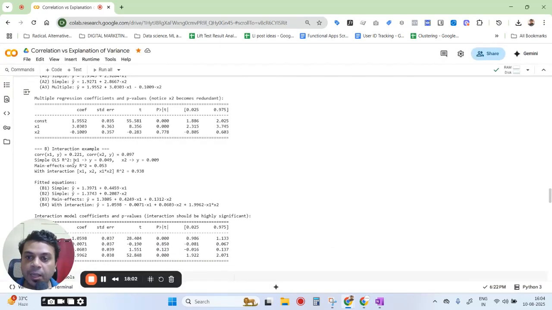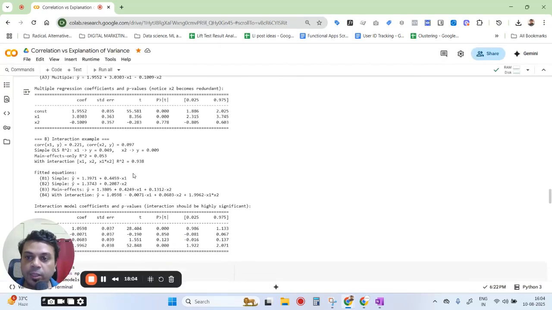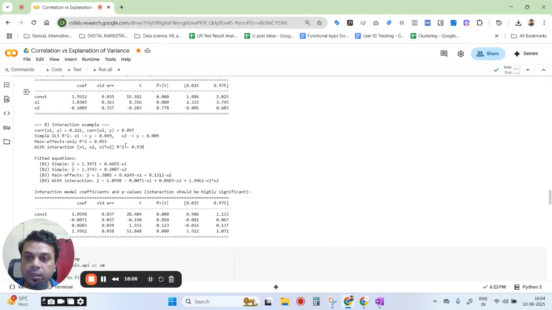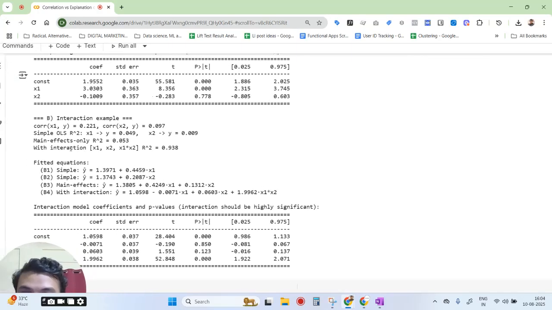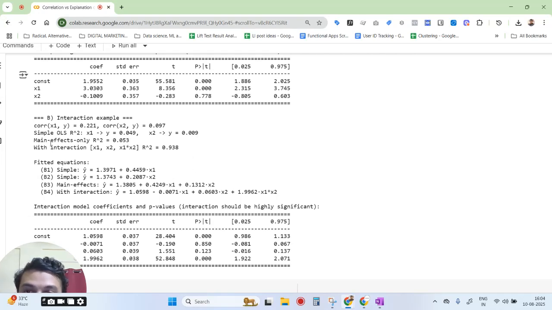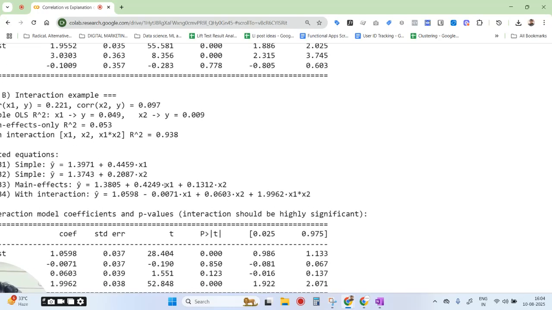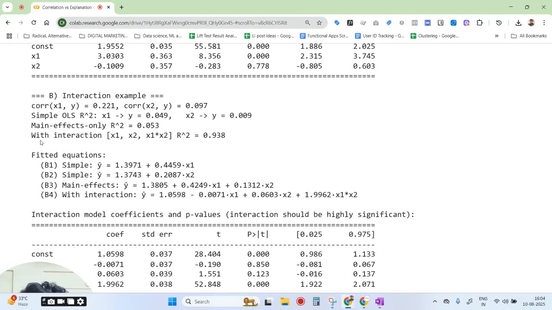Okay. And if you look at low correlation values, we see that when we look at the r squared between x1 and y, x2 and y, these are all very low. Okay. And when we look at main effects, this is the main effects model, as you can see, where we have x1 and x2 both, but individually. But when we have interaction, the r squared is very high.